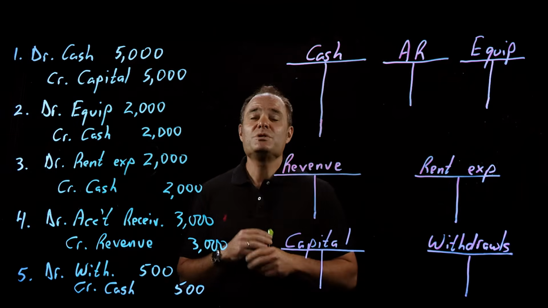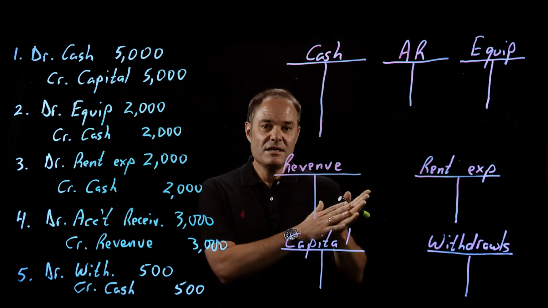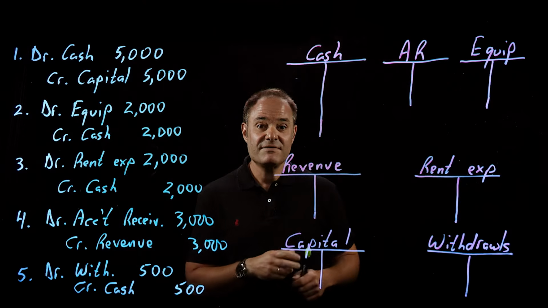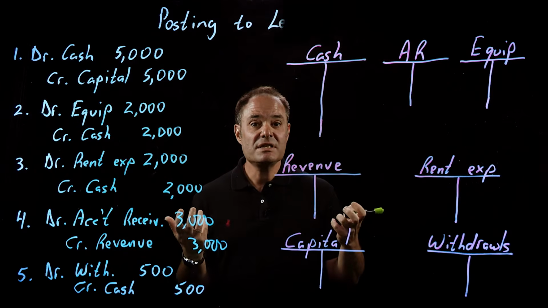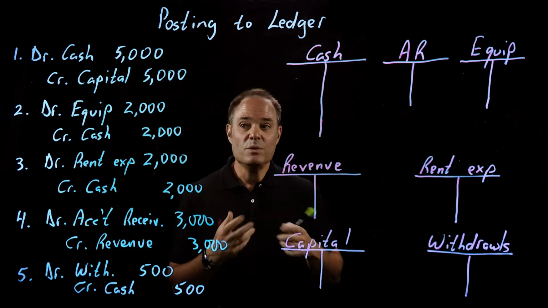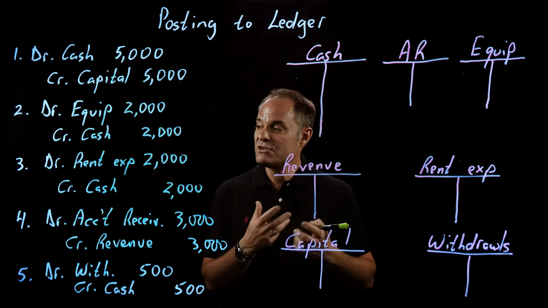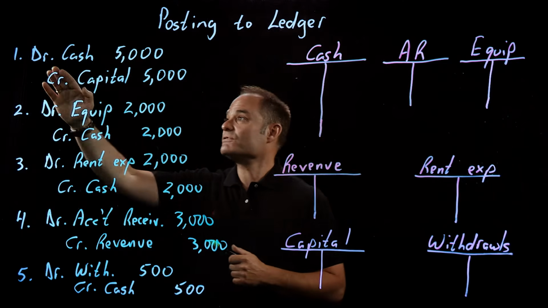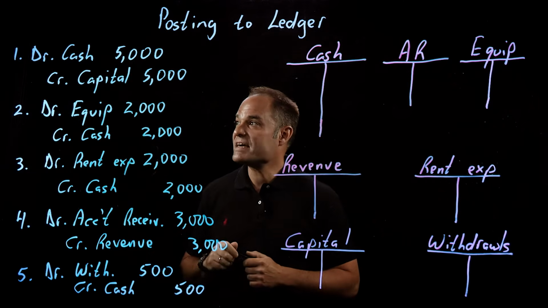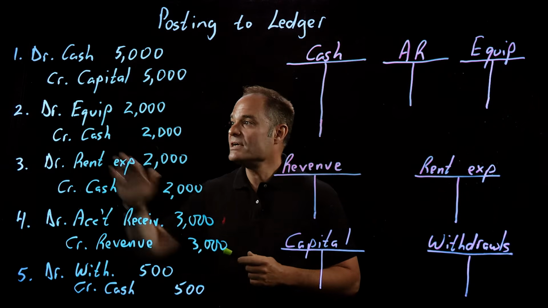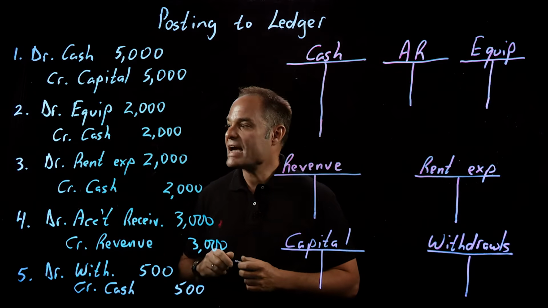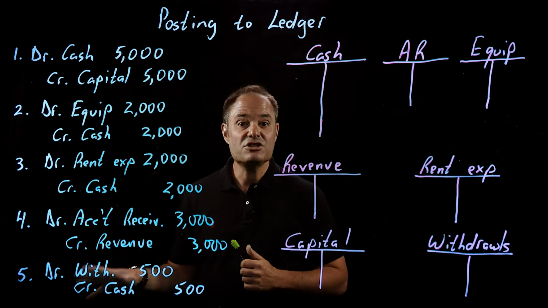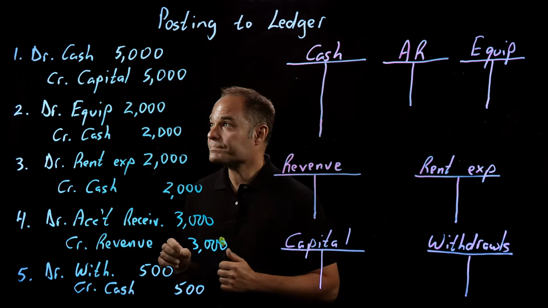Today we're going to take the transactions that we put into the journal in the last video, and we're going to post them to the ledger. Remember, when we put the entries into the journal, and I've abbreviated them over here, we can see the first one was a debit to cash of $5,000, credit to capital, debit equipment $2,000, credit cash $2,000, and so on and so forth. Those are the 5 transactions that we've been looking at so far.